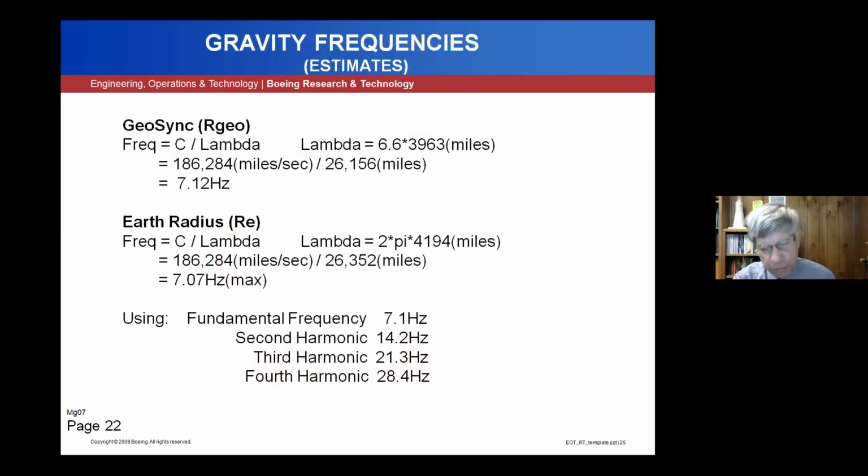Now we'll take a rough calculation on estimating that frequency. So if you use the wavelength, which is C over frequency, in lambda, the first one using the Geosync measurement gives you 7.12 hertz. If you use the Earth radius one, it comes out to be 7.07. So if you average those two, the estimated frequency is 7.1 hertz for the fundamental. Second harmonic is 14.2. Third harmonic is 21.3. And the fourth harmonic is 28.4.